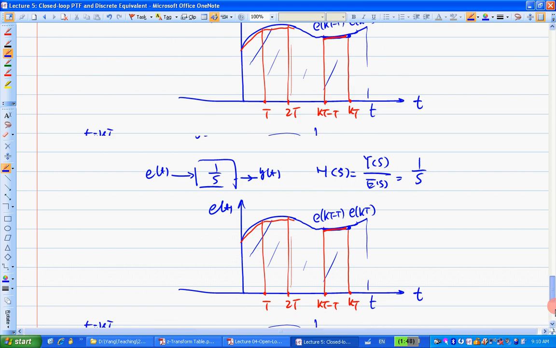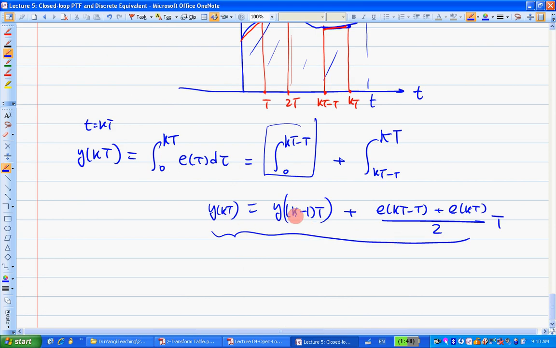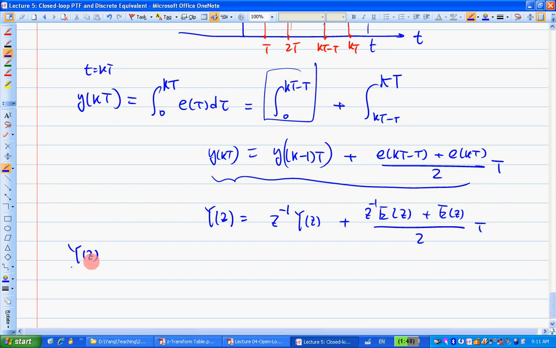We want a similar one like a pulse transfer function for this. So we take a Z transform of both sides of this equation. This side here is y, so that's y of z. And this is a delayed one. What we need is the ratio between y of z and e of z. You basically combine this together and move everything around, and find the expression describing this ratio. You can easily find that, which is this.